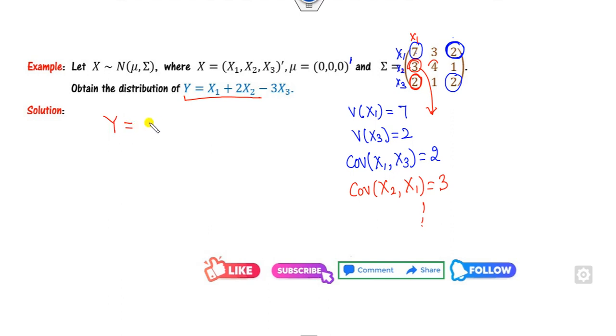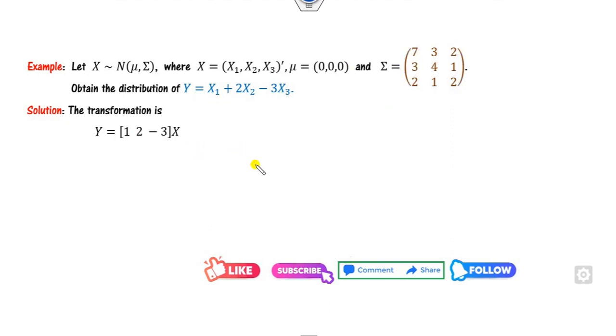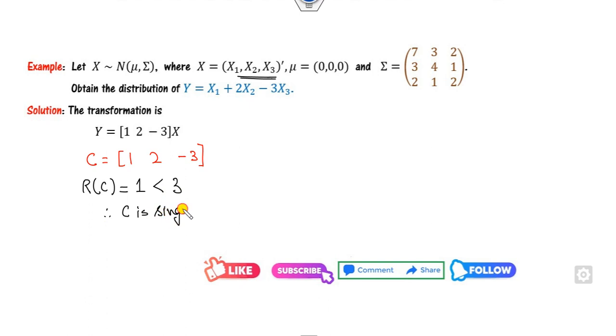Now, your target is to write the transformation y is equal to Cx. What is my C? C is the coefficient of x1, x2, x3. Now, your target is to check whether C is singular or non-singular. So C is 1, 2, minus 3. Since you are unable to find the determinant, I can find the rank. What is the rank? It is 1, which is less than the size x1, x2 and x3. Therefore, C is singular.